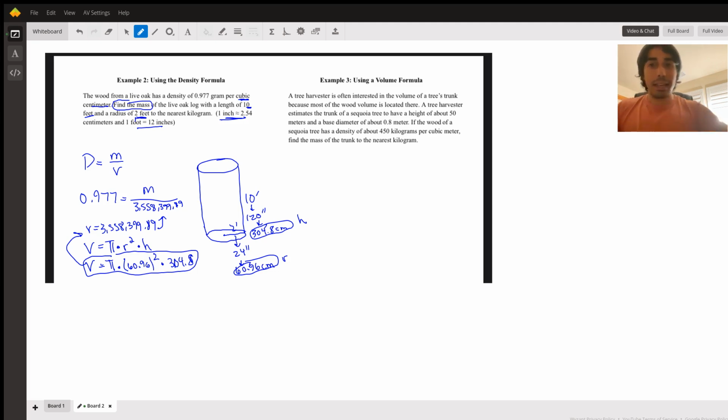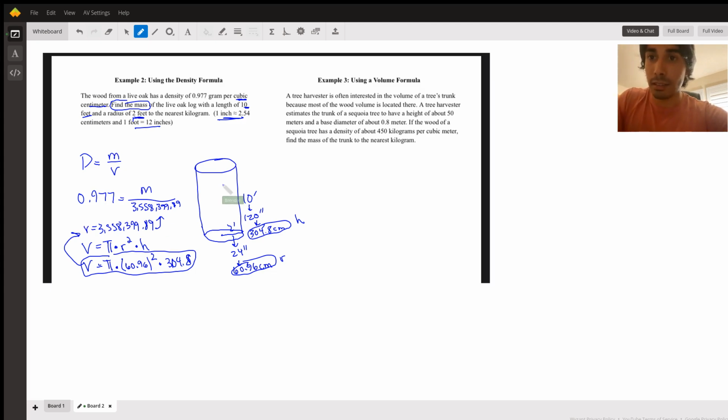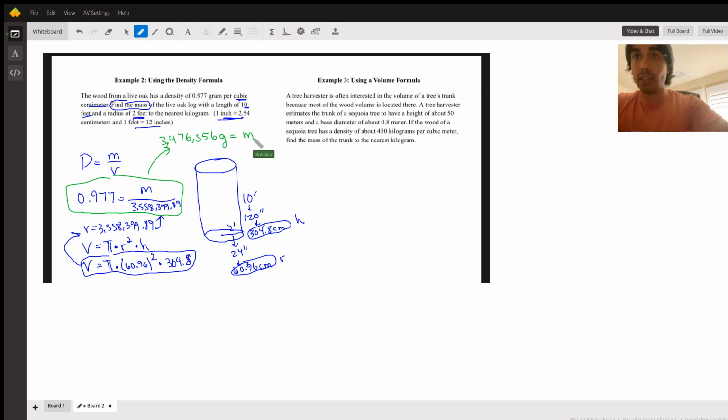All right, there we go. It gives us 3,476,556. That will be the mass. All right, so solving this problem right here, we multiply that 3 million number by 0.977. That will give you 3,476,556 grams equals the mass.